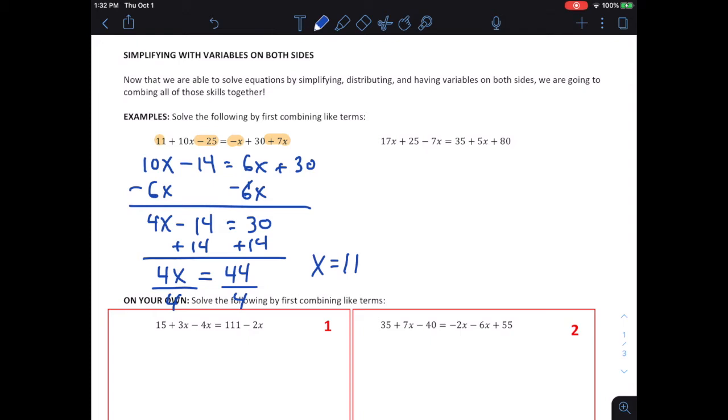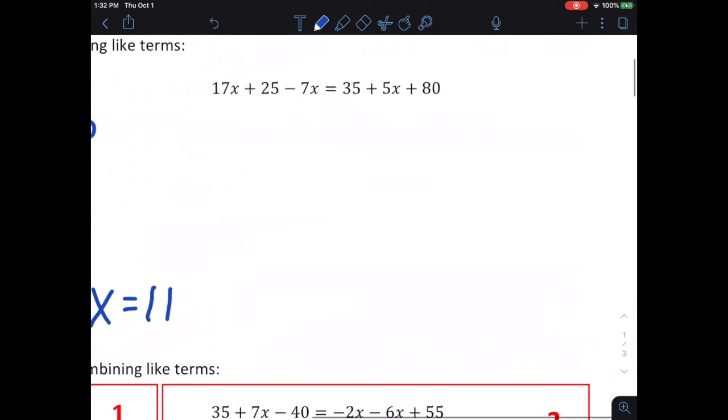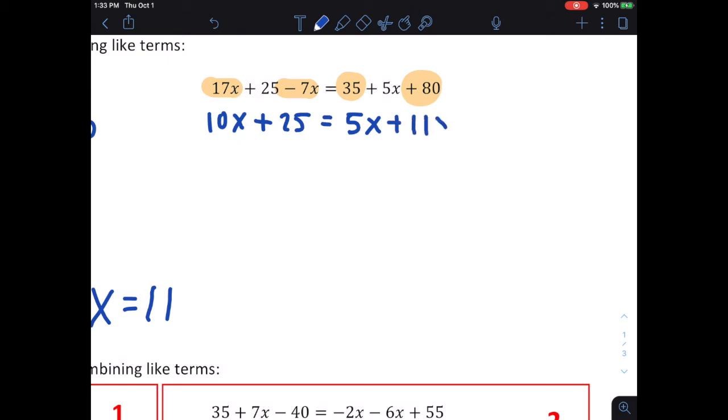Okay, so that's my first example. The second example, I'm going to make this a little bigger so I have more space to write. Second example, same thing, very similar, right? So we look at this, and on the right-hand side we have 17x, we have negative 7x. So I'm going to combine those two. 17 minus 7 is 10, so I can write this as 10x. And then I'm going to bring down the plus 25. Similarly, on the right-hand side, I have a positive 35 and a positive 80. I'm going to add those together, so I'm going to write this as 5x plus 115.